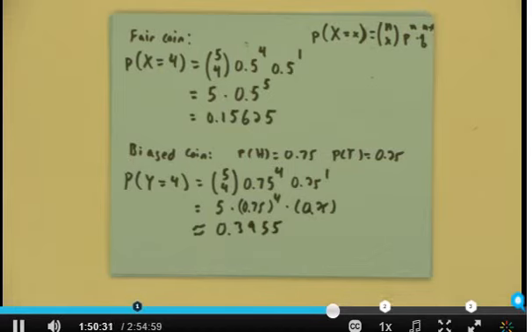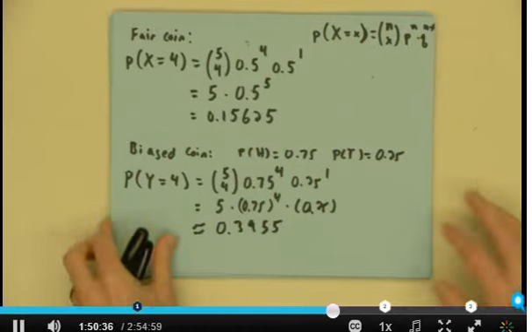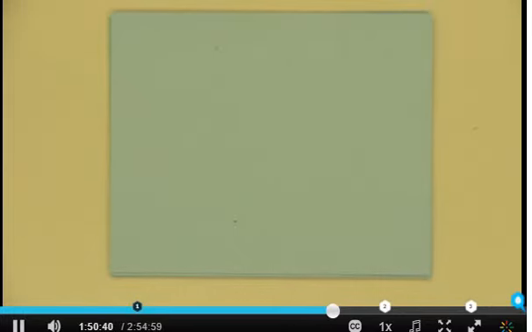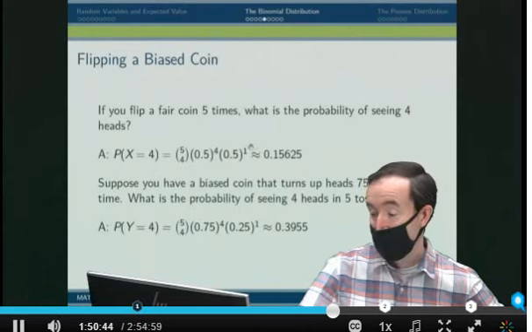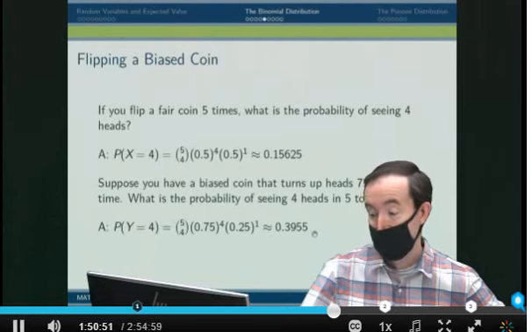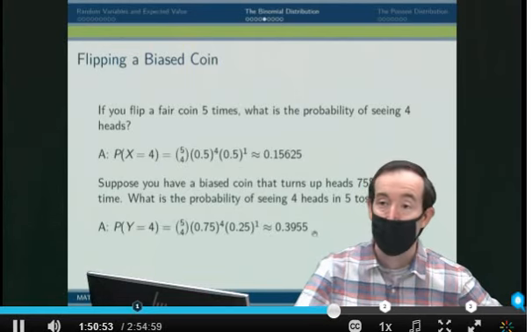Alright, see how that looks here. Great. Okay, so those numbers match what I have in the slides. So the probability that a fair coin comes up with 4 heads is about 15.6%. The probability that this biased coin comes up with 4 heads is almost 40%. It's 39.5%.